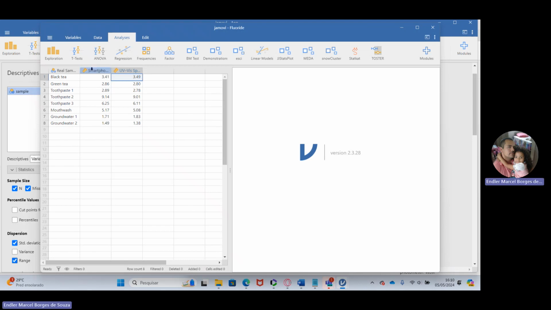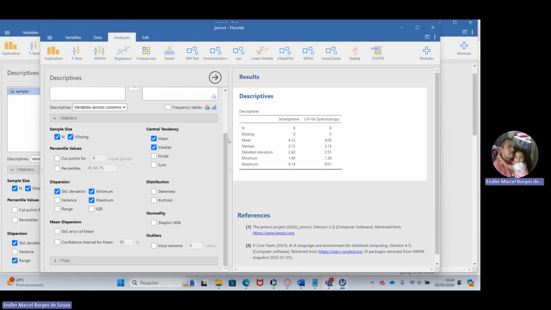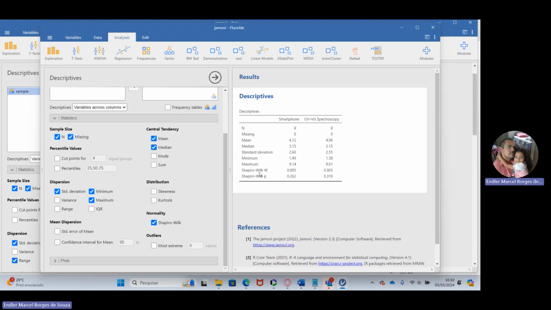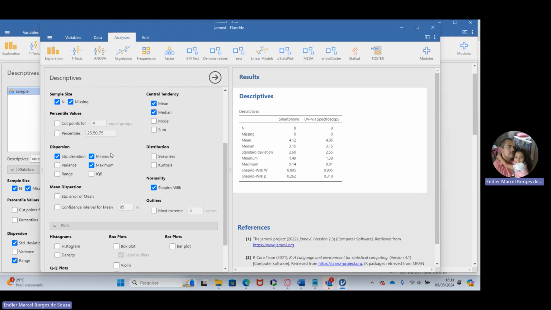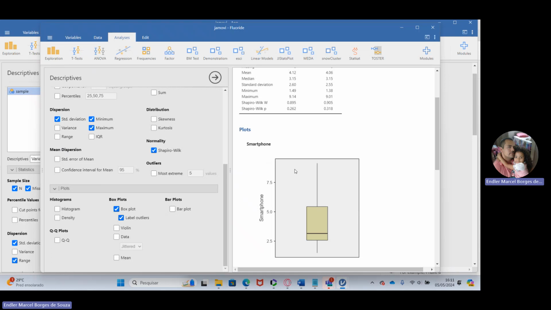Well, the first thing that we do is go to Exploration, Descriptives. We select our variables, and we are going to do some basic statistics. You can see that it was done in 8 observations. We have the median, the mean, the standard deviations. We can do the Shapiro-Wilk test to see if the data was normally distributed. We also have a lot of other plots. For example, I have a box plot in here.